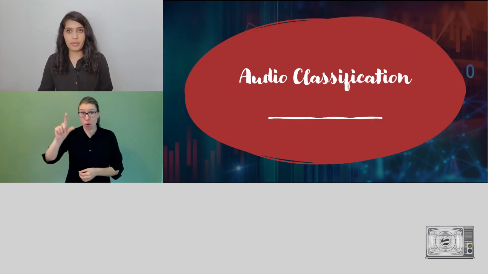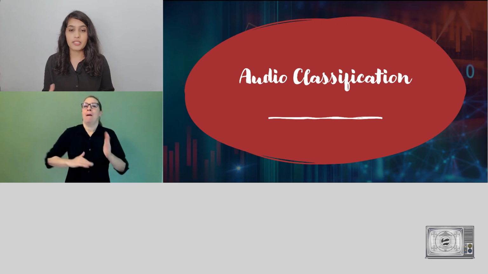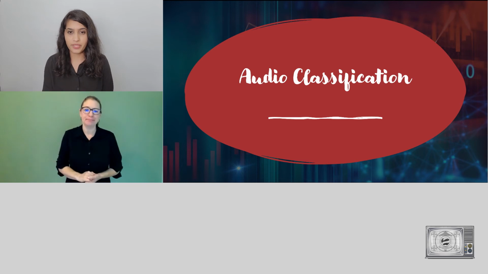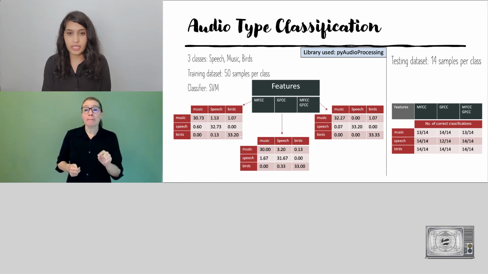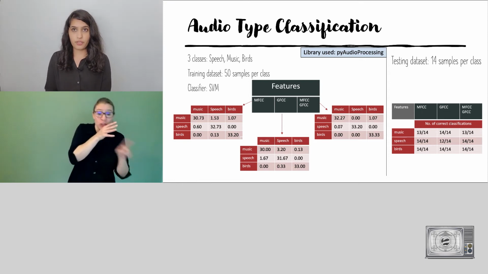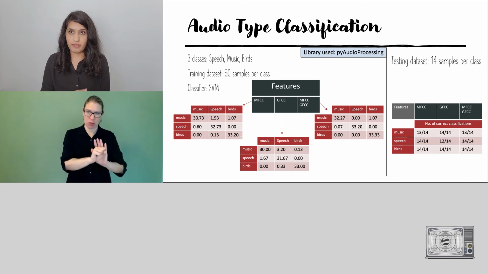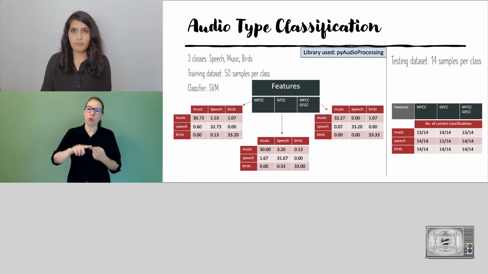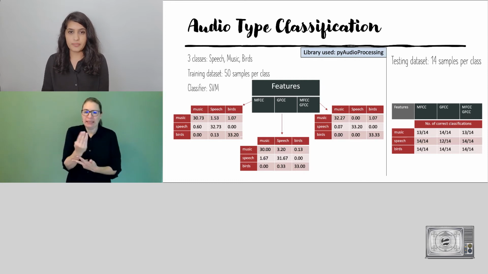So now that we have learned about the library audio features, let's actually talk about some audio classification examples that were built using these things that we've just spoken about and the pyAudioProcessing library. The first example we'll look at would be audio type classification. In this, we'll be classifying the signal into 3 potential classes: speech, music, and birds. The training data set was 50 samples per class, so a total of 150 samples. The classifier backend was fixed to SVM for this experiment. And then testing data was 14 samples per class.